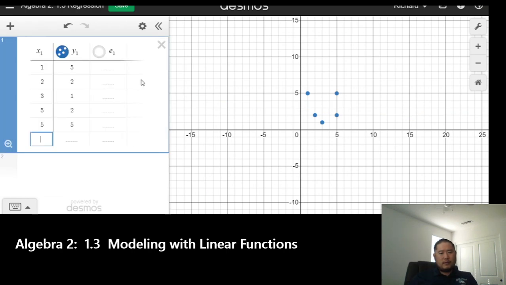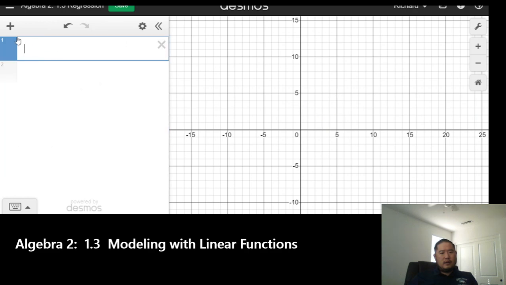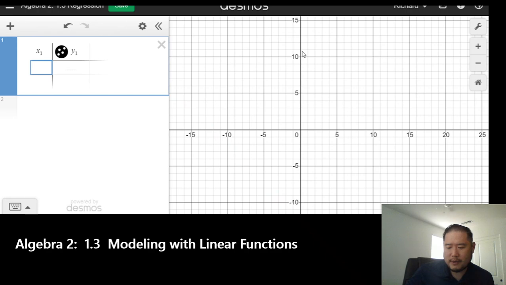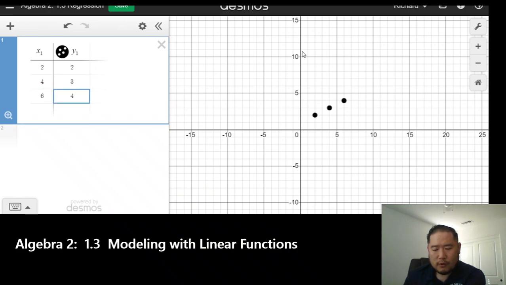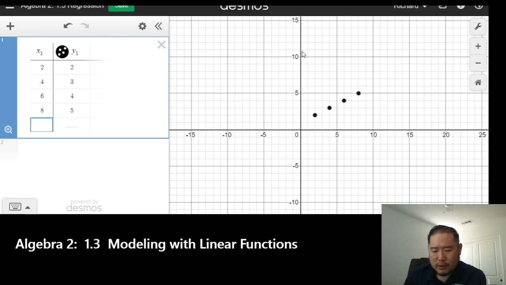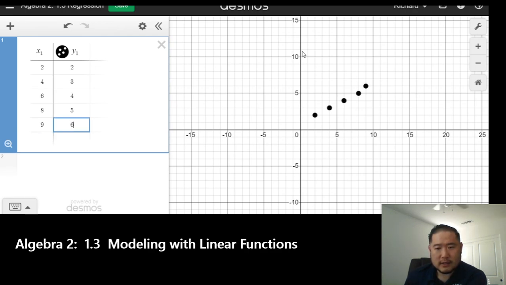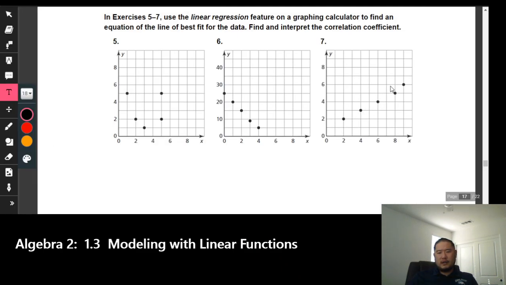We'll do this over. Press the table, and let's do number 7. Okay, so I'm going to go ahead and plug in points from number 7. We have the first point is 2, 2. Then we have 4, 3, 6, 4, 8, 5, and the last point right there is 9, 6. So there you have the points. It looks like just what you had in our student journal.